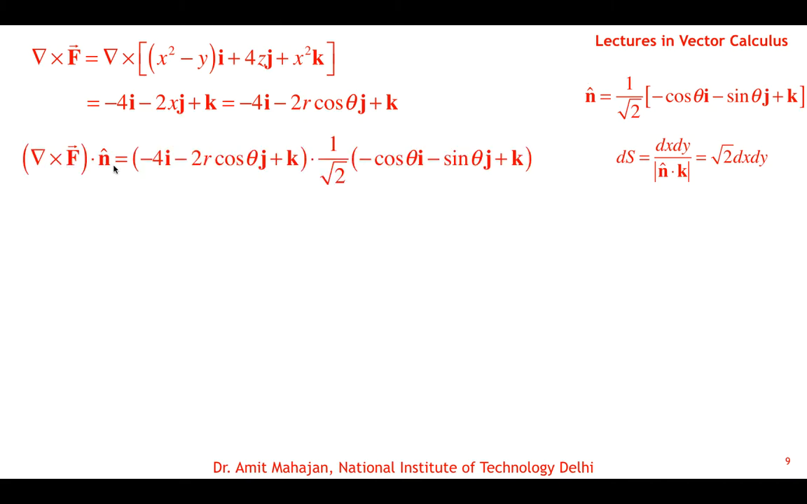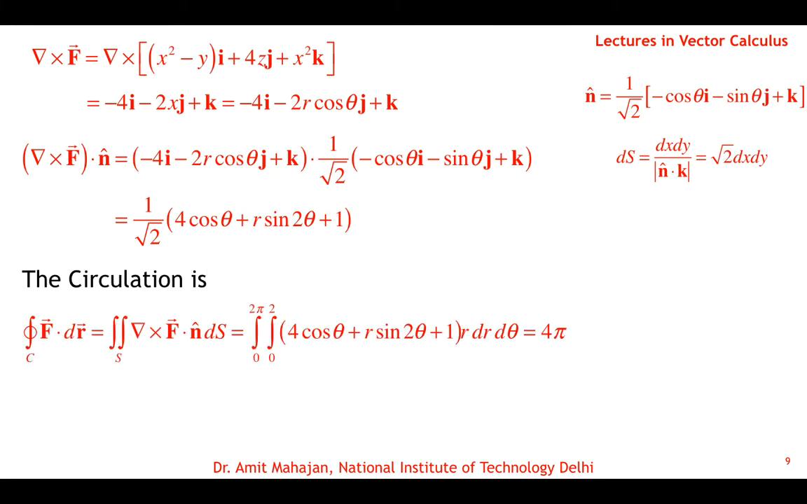Okay, so curl of F dot n will be the dot product of these two, which we can easily calculate. i dot i will be 1, j dot j is 1 and k dot k is 1, and the orthogonal dot products will be 0, so we only get 4 cos theta plus 2 r cos theta sin theta, which can be written as (r sin 2 theta plus 1) divided by root 2. The dS element will be, by taking projection on xy, dx dy by magnitude of n dot k. Okay, so immediately you can see that n dot k will be 1 by root 2. So if you put 1 by root 2 in the denominator, it will be root 2 dx dy.